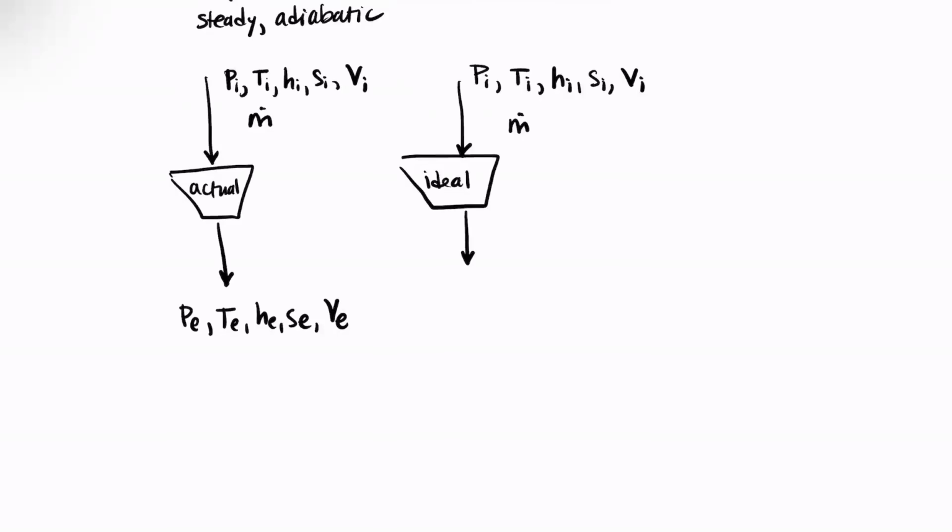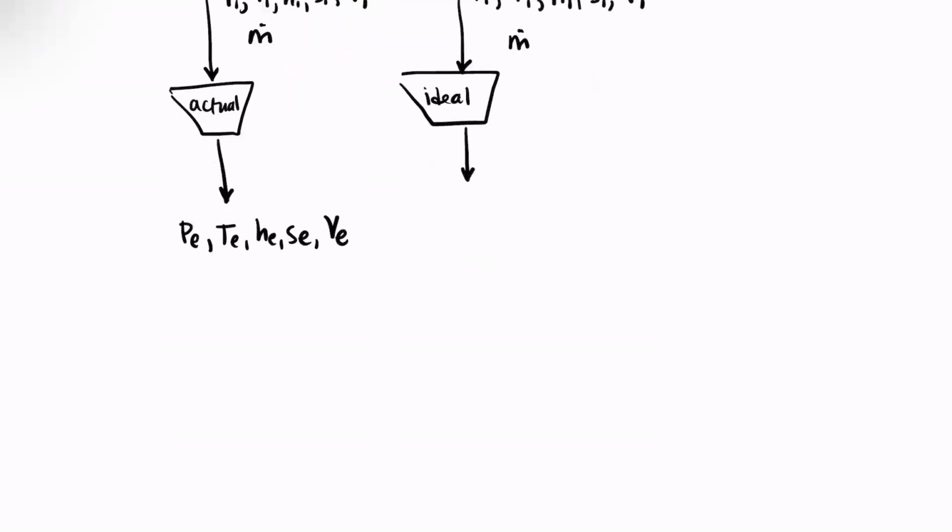And then for our ideal system, the exit pressure will be the same, but everything else will be different. We will have a different temperature because it's isentropic, a different enthalpy, and a different entropy, where the entropy of this exit is the same as the inlet. And then we also have an isentropic exit velocity. So these are all of our isentropic exits.